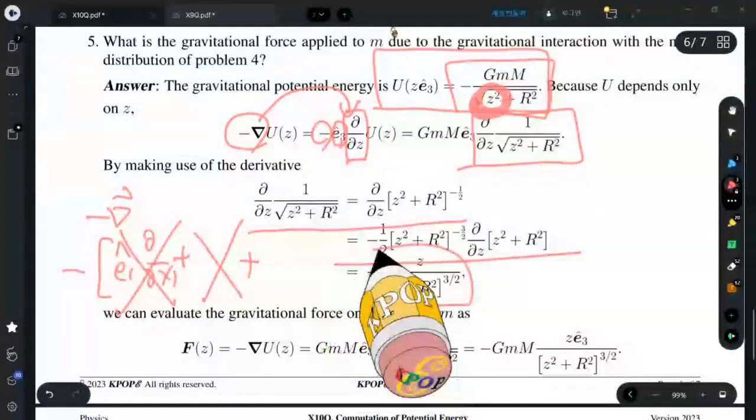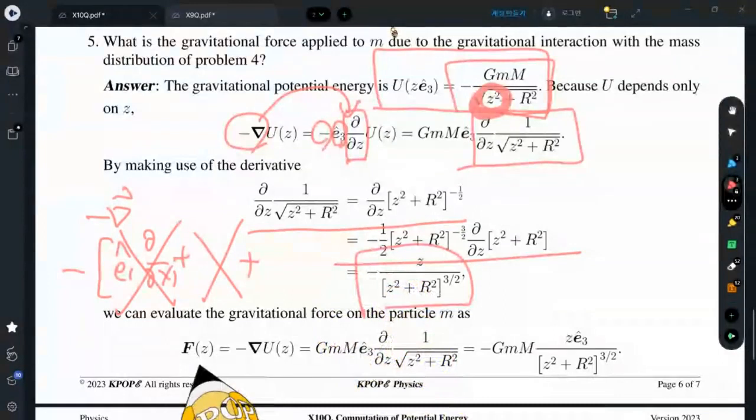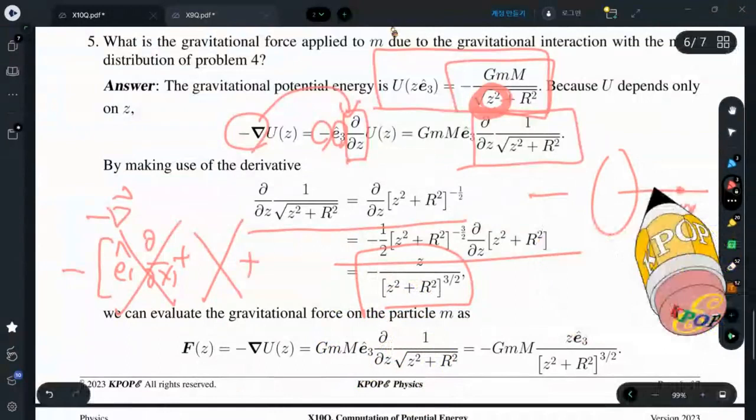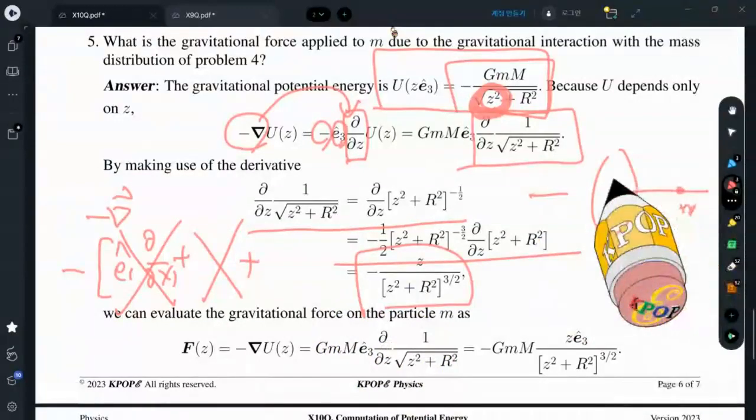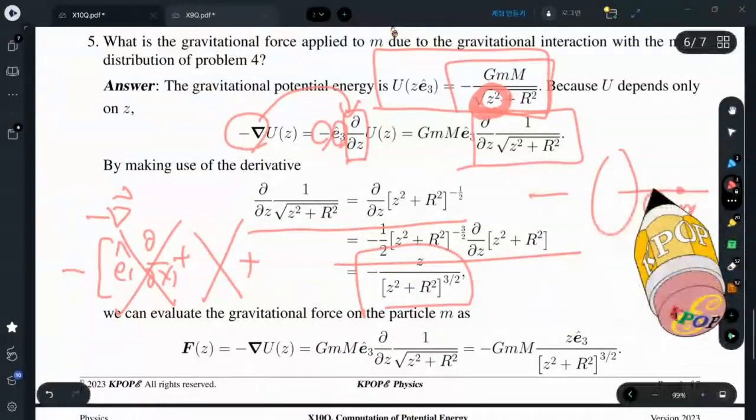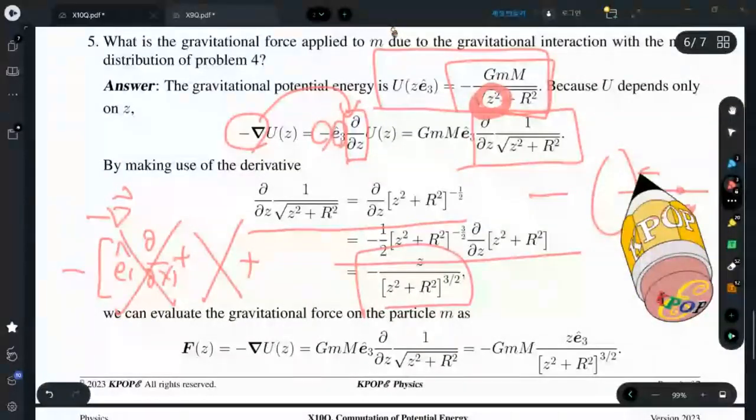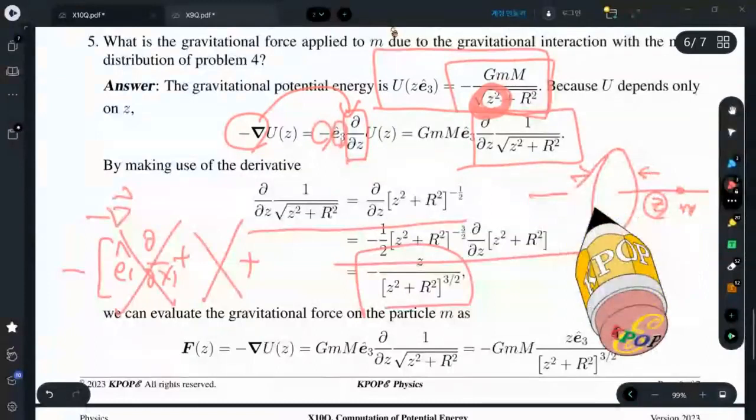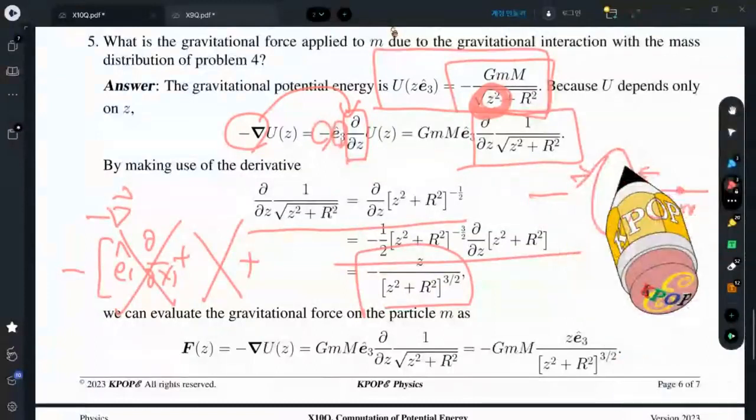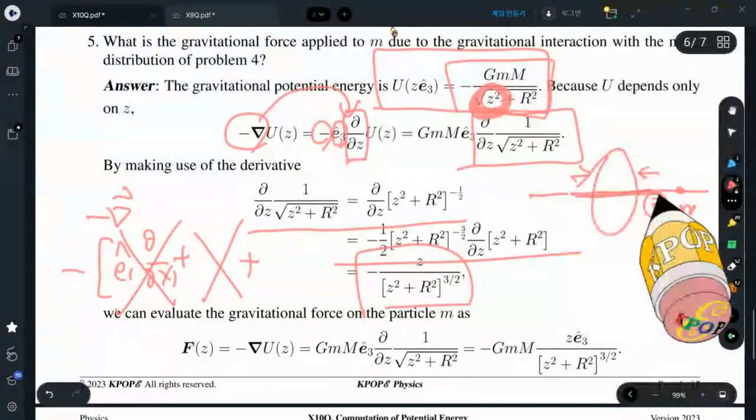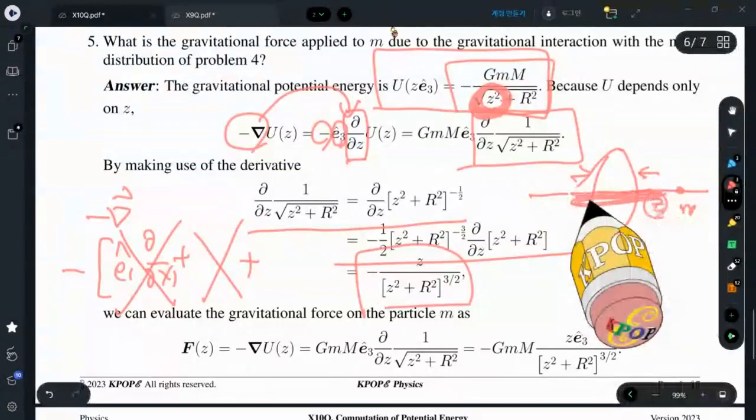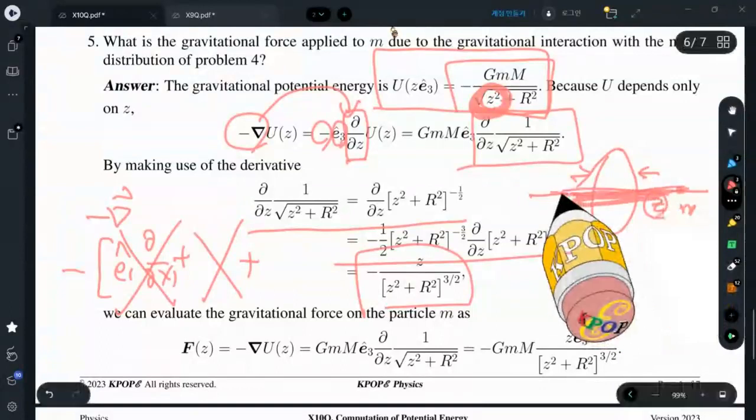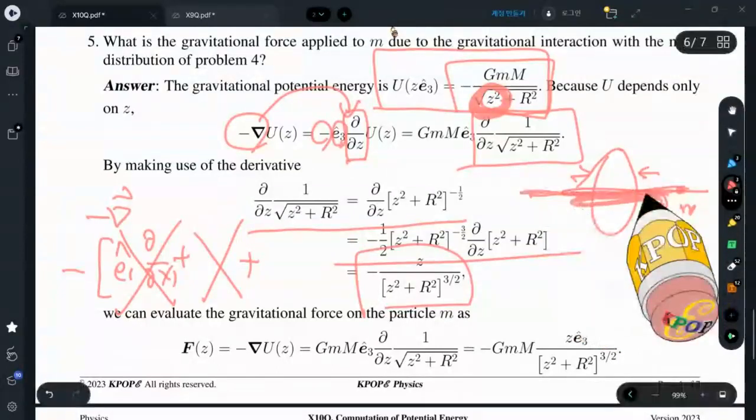As a result, the gravitational force applied to a mass on the z-axis is attractive. Why? This z is positive, and toward this, z is negative. So because the gravitational force is attractive, it seems to be oscillating. Unless its kinetic energy is very large, it is trapped somewhere around here and oscillates.